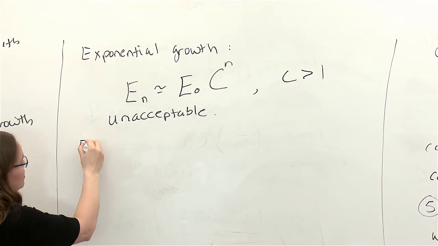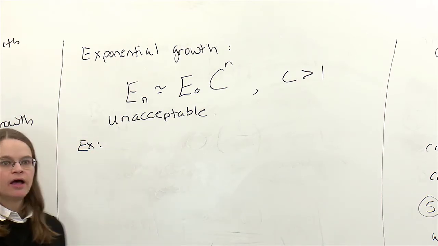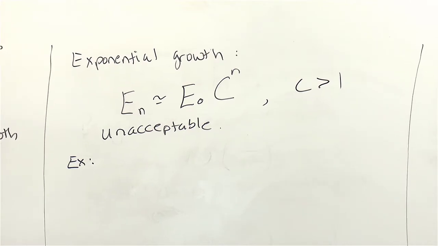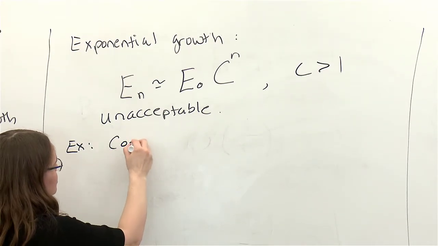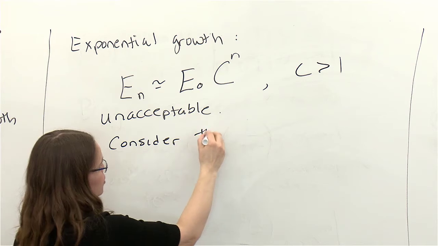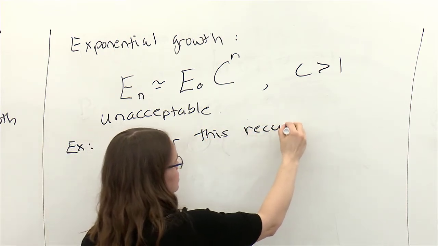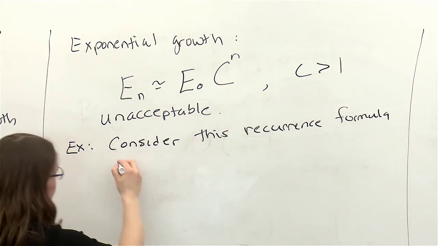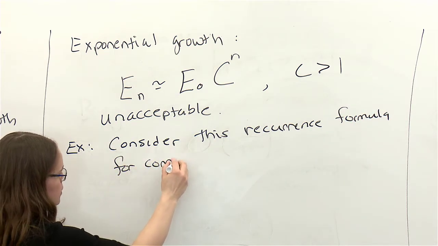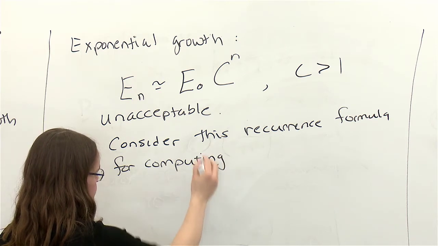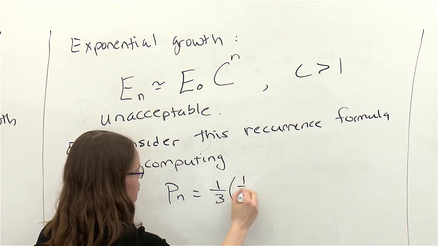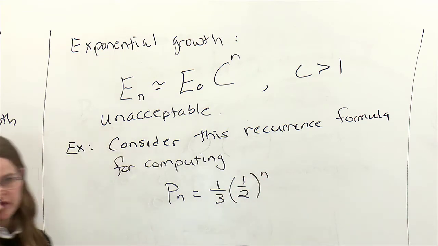Okay, so let's consider we've got a little recurrence relation here. Again, this is how we're going to actually solve ODEs in a few weeks. So let's consider this recurrence formula for computing this result. P_n equals 1/3 (1/2)^n. This isn't the recurrence formula. This is the thing we actually want to compute.